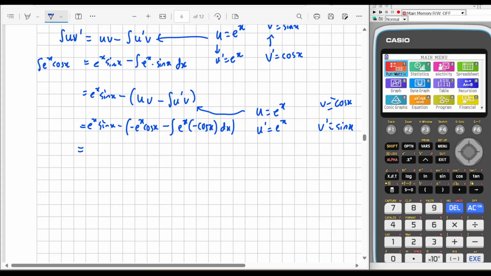Now, this is just e to the x sine of x plus e to the x cos of x. Two negatives make a plus, sorry, three negatives: one from the brackets, one from before the integral, and one from in the integral, e to the x cos of x. And on the left-hand side, we actually had e to the x cos of x dx. I should have had a dx up there as well. And I might just fill that in on each line, just for completeness.